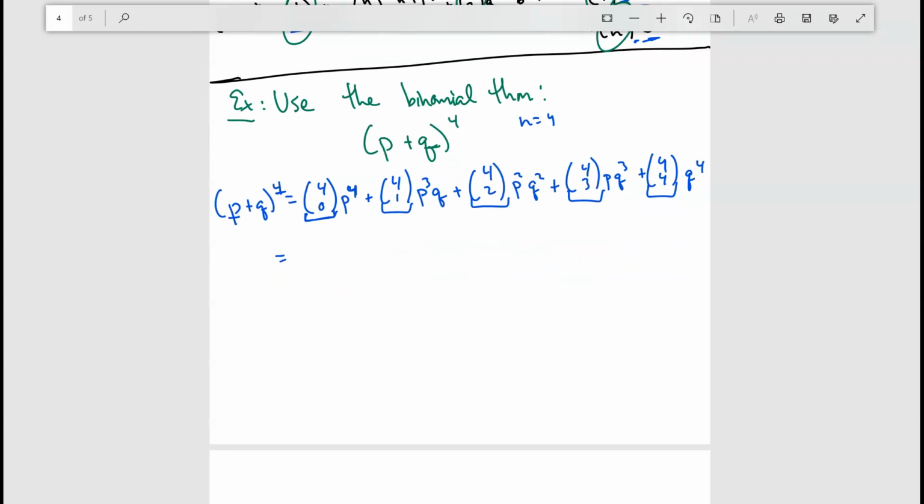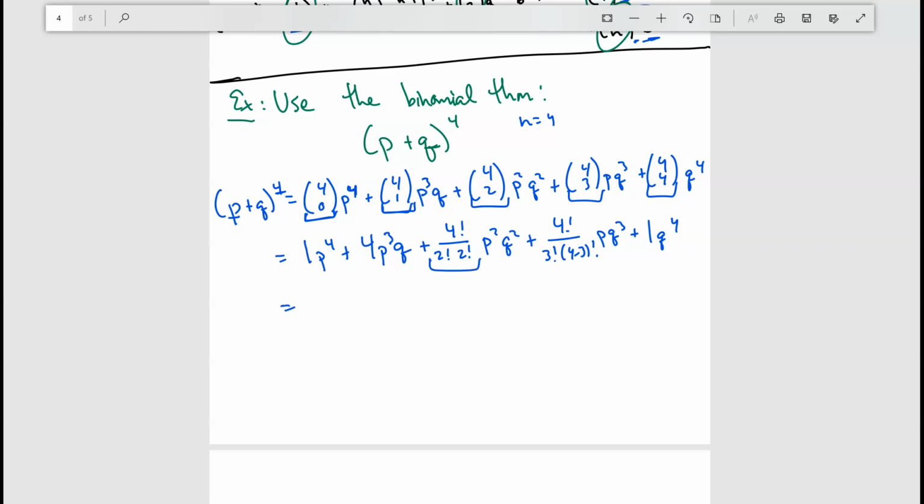So when we put this in the formula, here I'm going to get 1, p to the 4th power. When I put this in the formula, I'm going to get 4, p cubed, q. When I put this in the formula, well, you can put it 4 factorial over 2 factorial times 2 factorial, p squared q squared. This one's going to be 4 factorial over 3 factorial, 4 minus 3 factorial, p q cubed. And this is actually just going to give me 1 q to the 4th power. So the only drawback is that you do need to calculate these things. So this is going to be p to the 4th power plus 4p cubed q plus 6p squared q squared plus 4p q to the 3rd power plus q to the 4th.